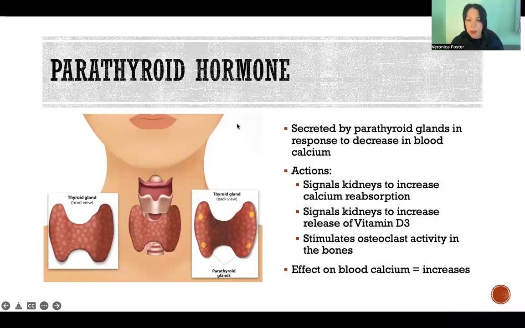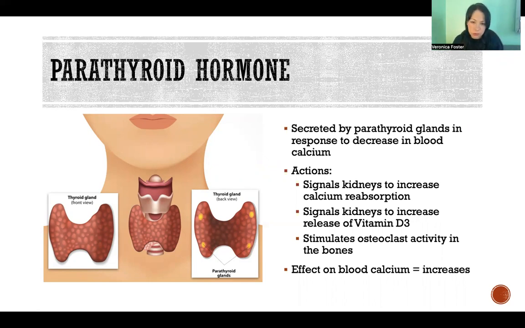So starting with the parathyroid hormone, it's a hormone secreted by the parathyroid glands in response to a decrease in blood calcium. If we look in our picture here, this is the anterior view of the thyroid gland. And if we look at the posterior side, there are these four little specks on the posterior side of the thyroid, and those are the parathyroid glands that are embedded in the thyroid gland.